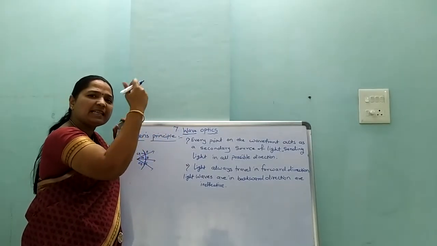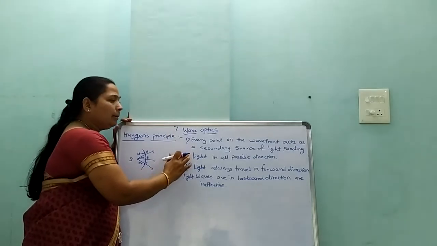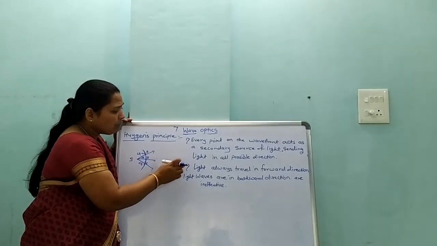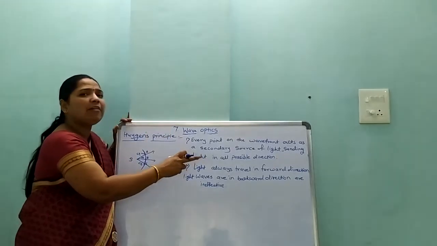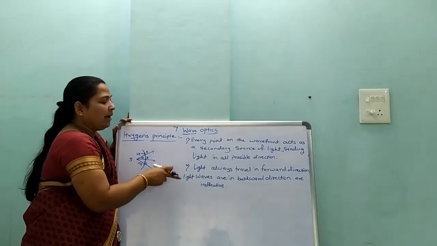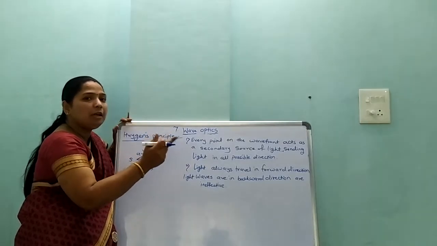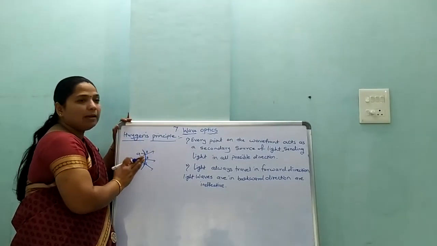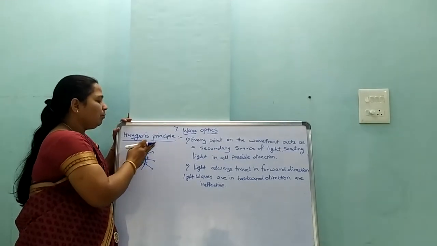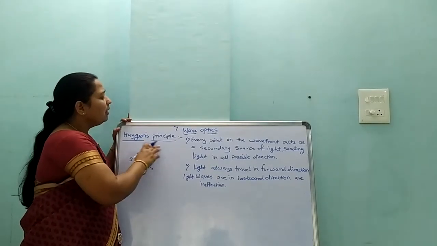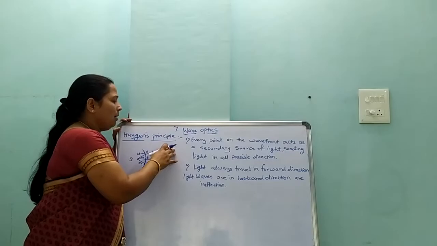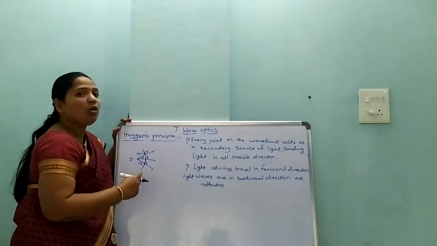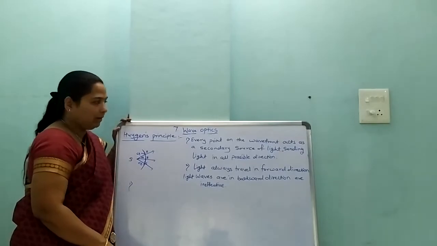Every point on the wavefront acts as a secondary source, sending light in all possible directions. But the second statement gives the refinement: light always travels in the forward direction, and waves in the backward direction are ineffective. These are the assumptions of Huygens' principle, and they are the basis for the construction of spherical and plane wavefronts.